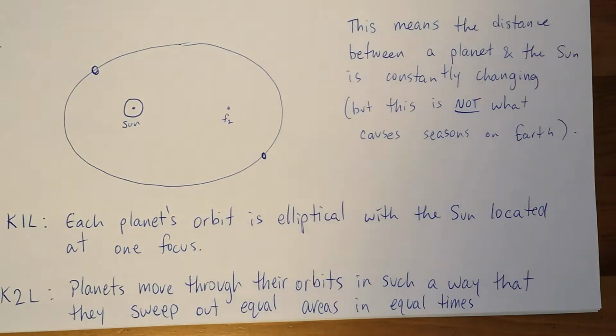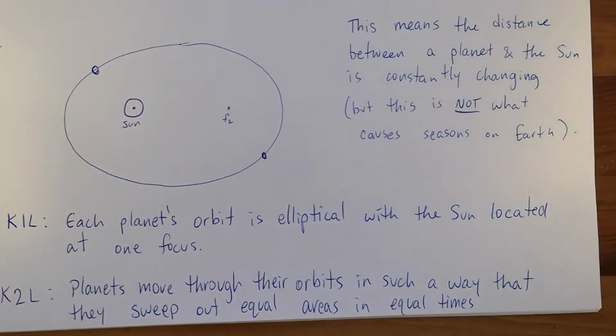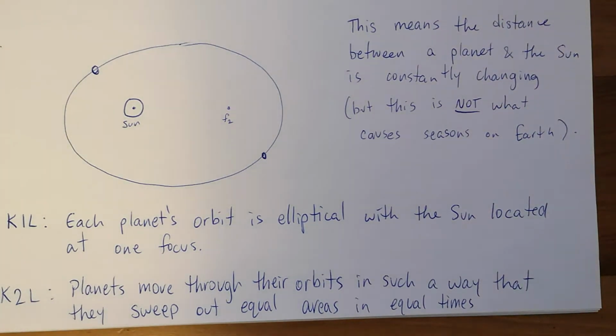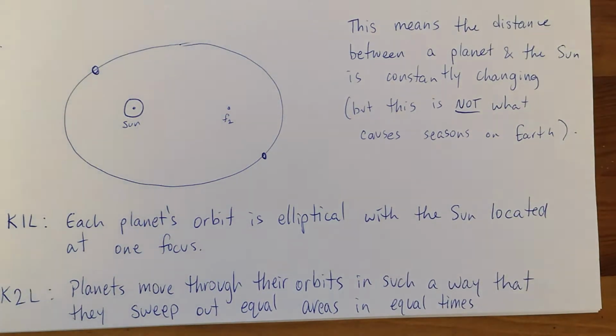Kepler's second law doesn't make too much sense by reading it, but I'm going to draw on this diagram and I'm hoping it makes more sense. So to me, this is really impressive that Kepler was able to come up with this in 1600 just by looking at the position of Mars over decades. Okay, so planets move through their orbits in such a way that they sweep out equal areas in equal times.